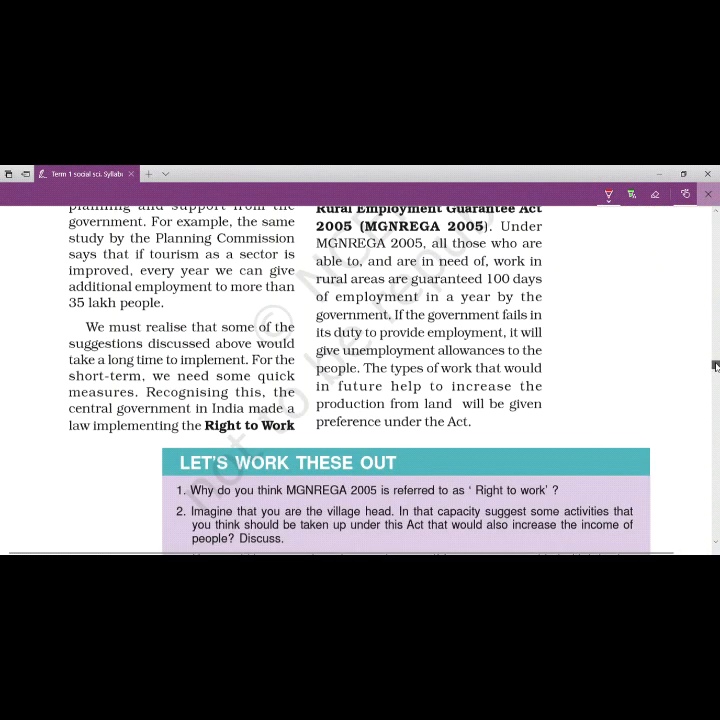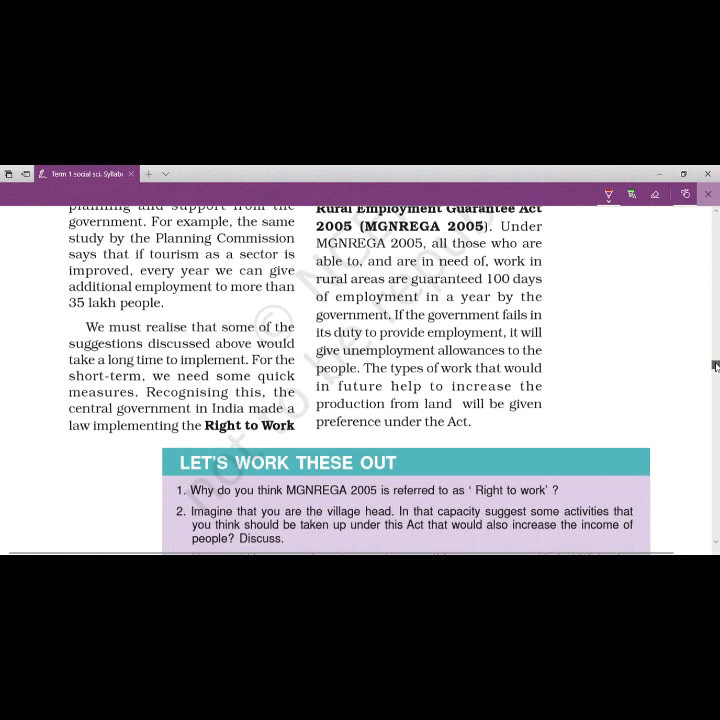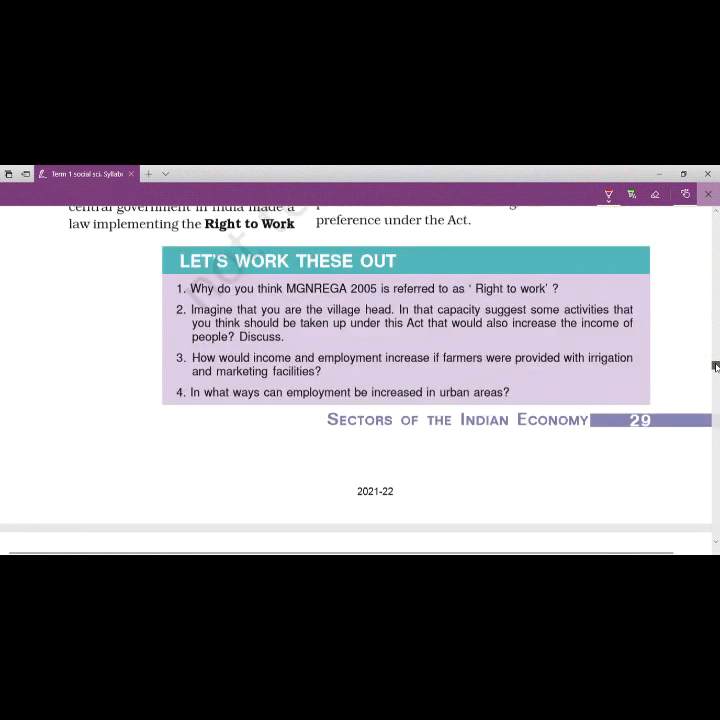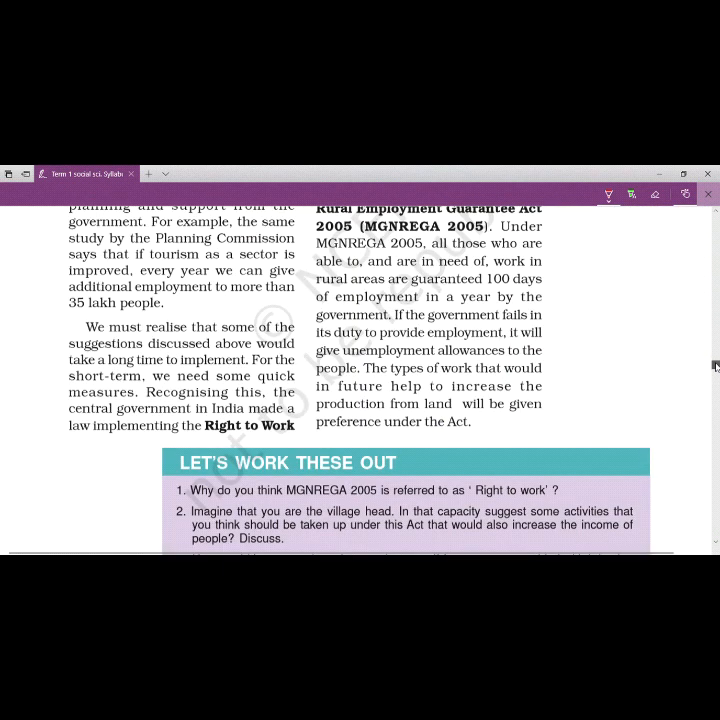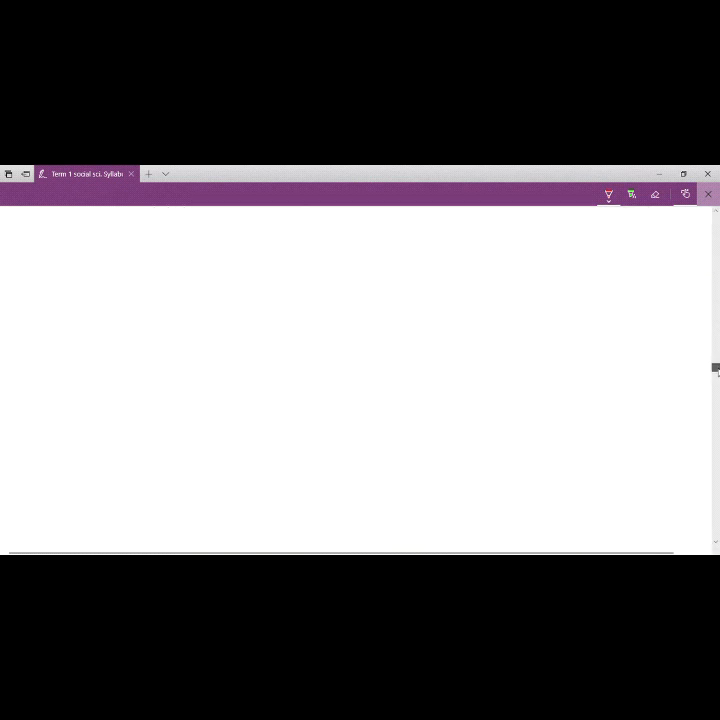Here is one important definition: NREGA, which is nowadays called MGNREGA, the Mahatma Gandhi National Rural Employment Guarantee Act 2005. It is very important. Any question can be asked from anywhere.